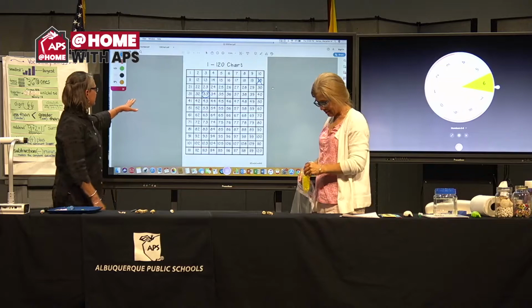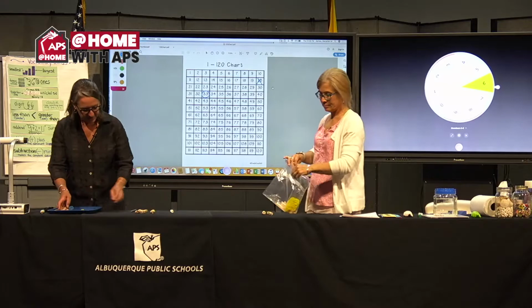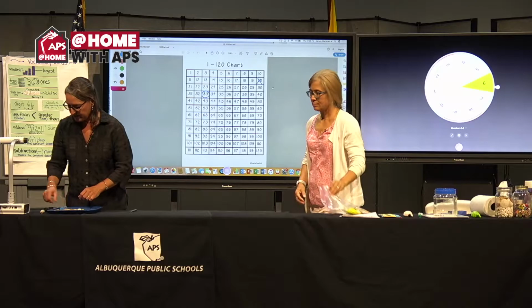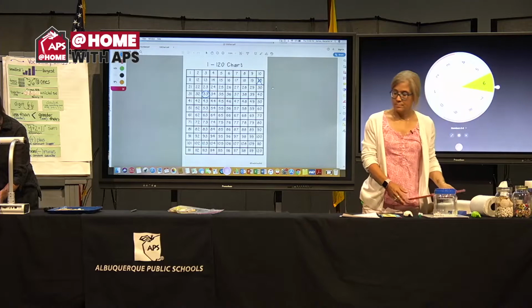Try this game at home, guys, and if you don't have things you can bundle, you can just make piles or groups of 10 out of anything you have at home that you're allowed to use for something like this. Even pebbles from outside work.